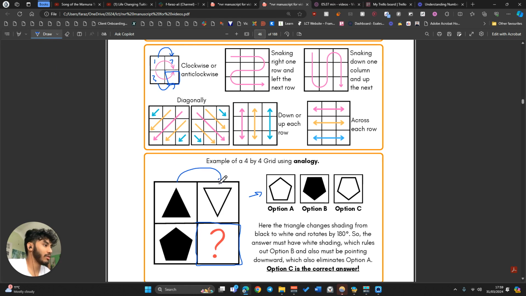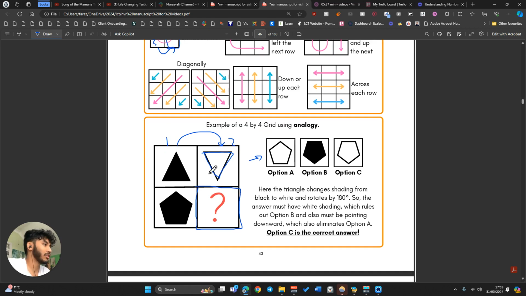What is the rule between box 1 and box 2? Well, they're both triangles. This one seems to be flipped upside down and it's turned white. Let's focus on the fact that it's getting flipped upside down. What we can assume from that is this one is going to have the same concept. The pentagon here, the 5-sided shape here, is going to get flipped upside down. And if we look at the options, option A has not done that, option B and C has done that.